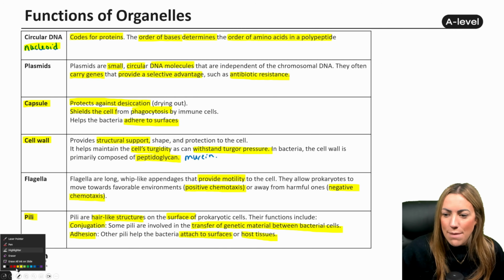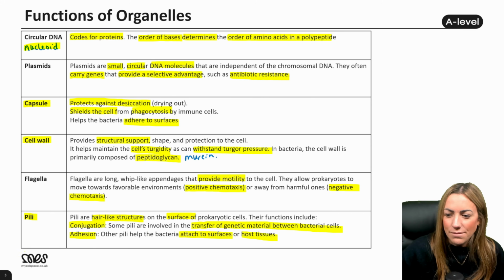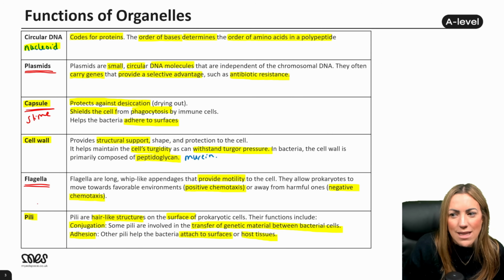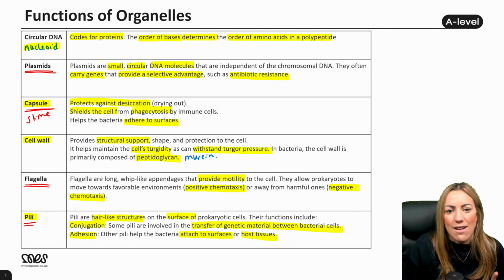Now, let me just go back to my pen for a second. Other things just to note, underlining again, just because this has caused some confusion in exam papers, not all prokaryotes have plasmids, not all prokaryotes have that slime capsule, not all prokaryotes have flagella, not all prokaryotes have pili.